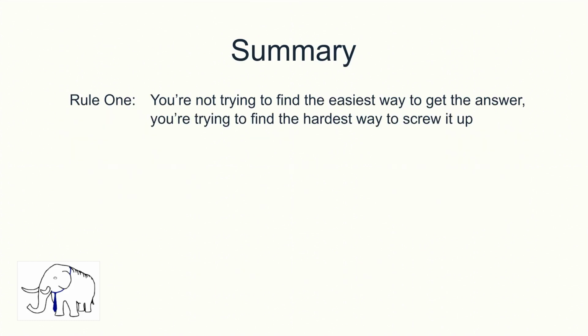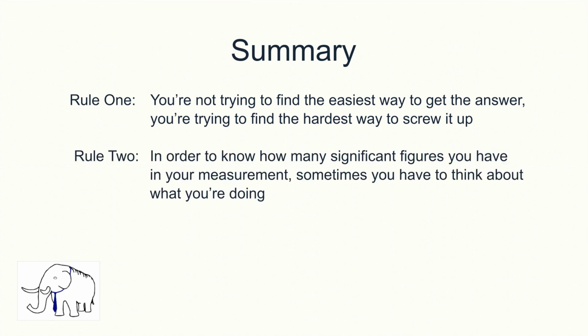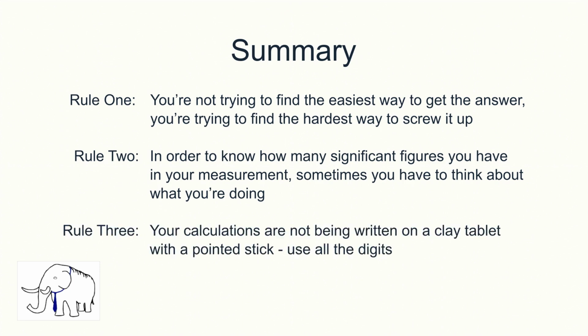Summary. Rule 1. You're not trying to find the easiest way to get the answer, you're trying to find the hardest way to screw it up. Rule 2. In order to know how many significant figures you have in your measurement, sometimes you have to think about what you're doing. Rule 3. Your calculations are not being written on a clay tablet with a pointed stick. Use all the digits.